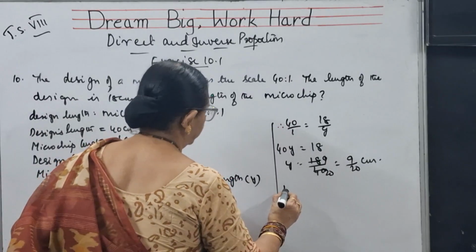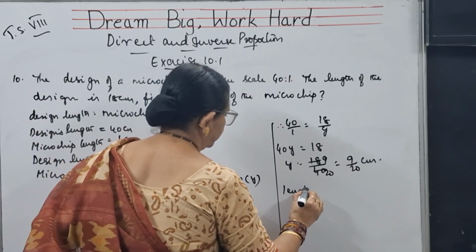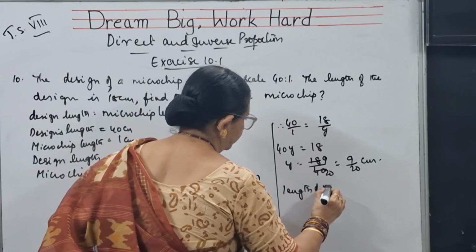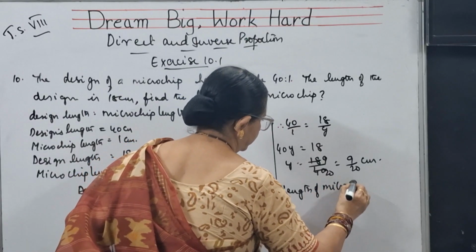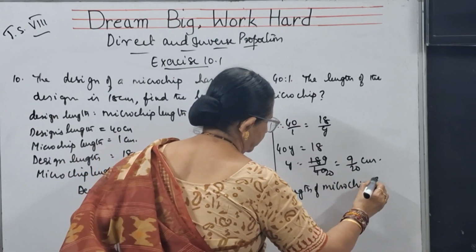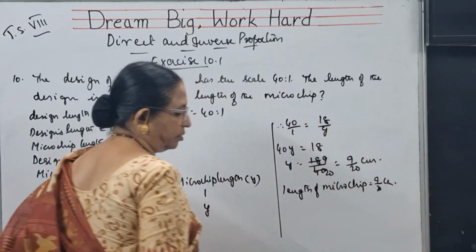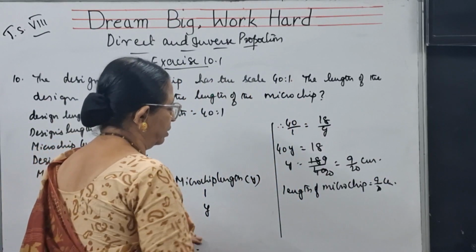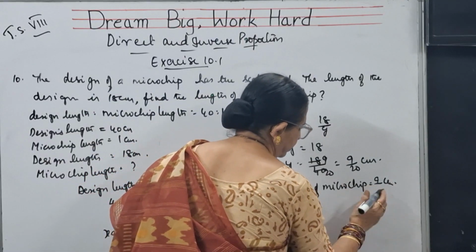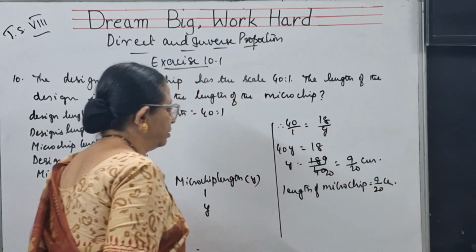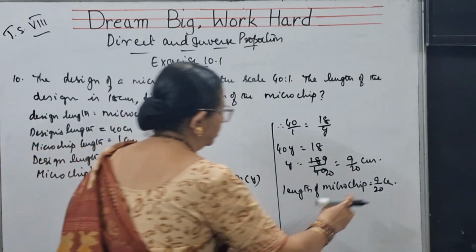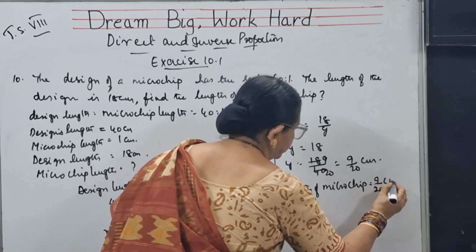What is that? Length of microchip is equal to 9 by 20 centimeters as the answer, children. 9 by 20 centimeters is the answer, children. So let us see this once again.